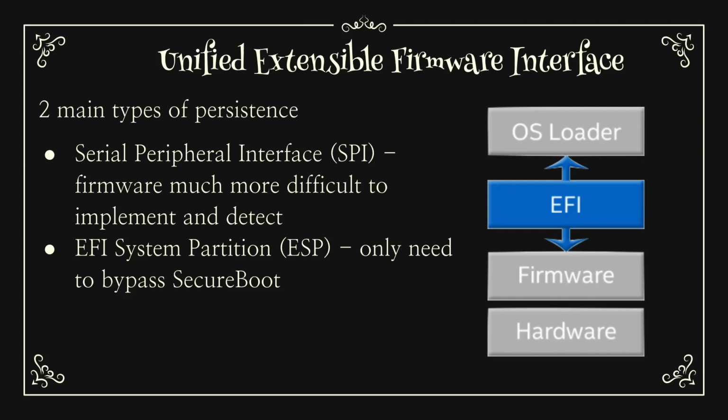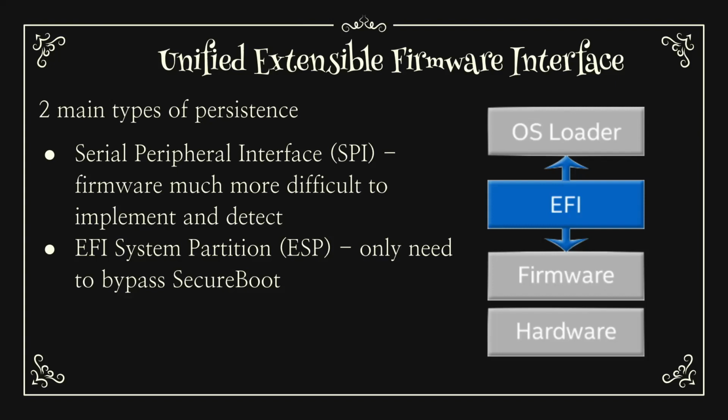So first of all, about UEFI, what we're mostly interested in is persistence. There are two main parts that are relevant here. One is called SPI, or Serial Peripheral Interface, and this part is the firmware component. The caveat to this kind of persistence is it's very difficult to implement and detect. Because it's hardware, there's a risk of bricking the machine if someone messes with it. So it's typically your very high-end malware.